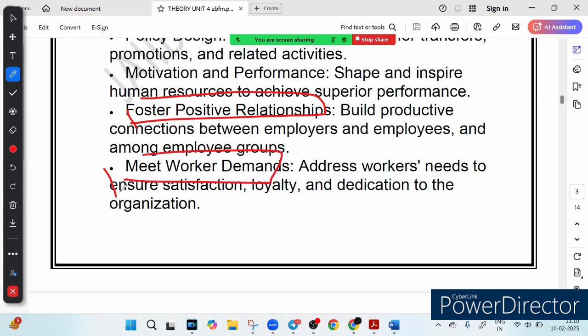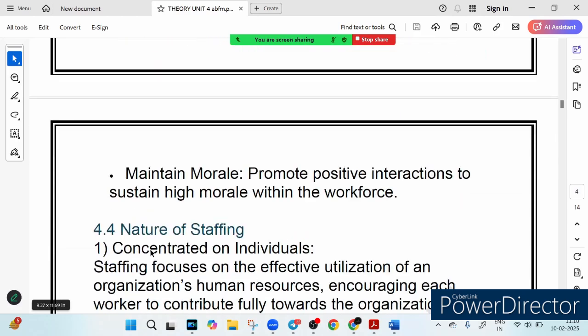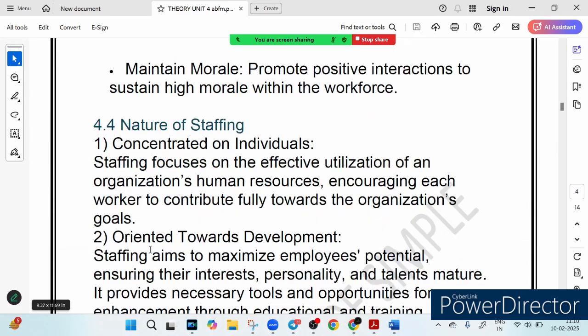Yes, everyone has expectations like fair pay, good working conditions, and respect. Meeting these demands ensures employees stay loyal and dedicated. So once their demands are met, they will remain loyal and dedicated, right? And then we have maintaining morale. What is this thing about morale? A happy and positive workforce is more productive, right? Positive interaction and teamwork help sustain morale.